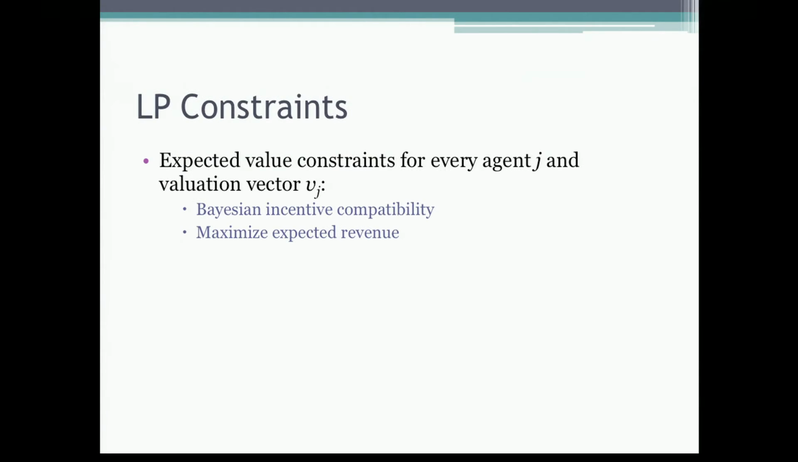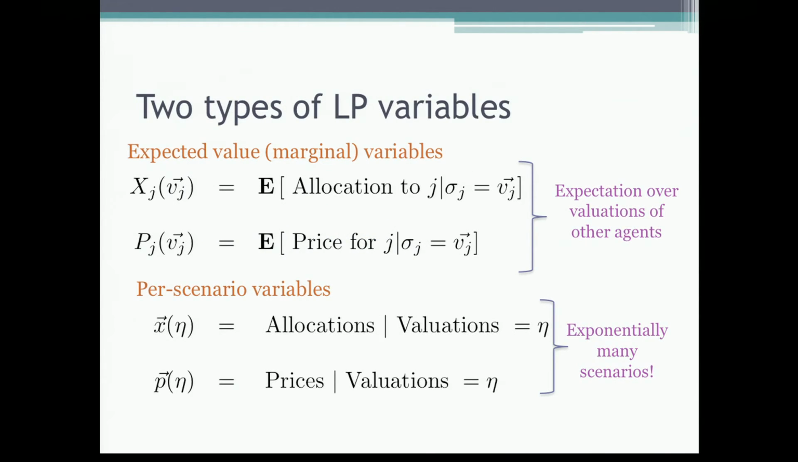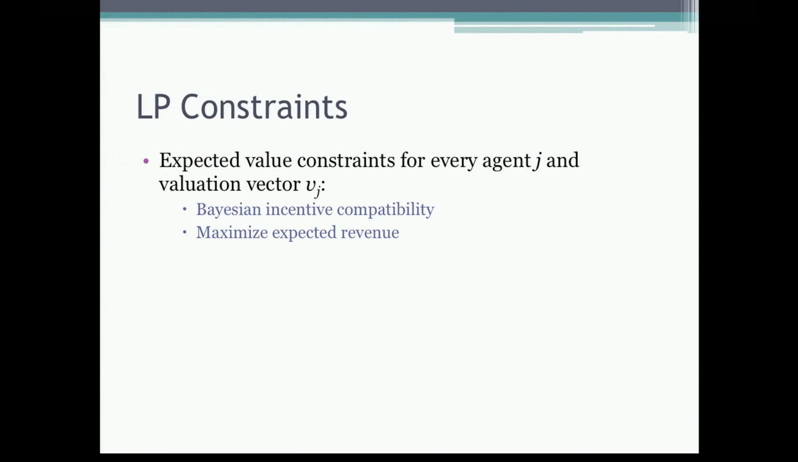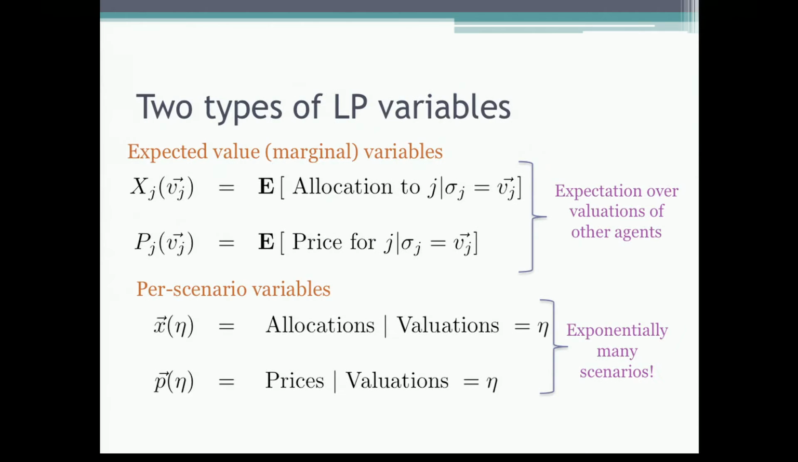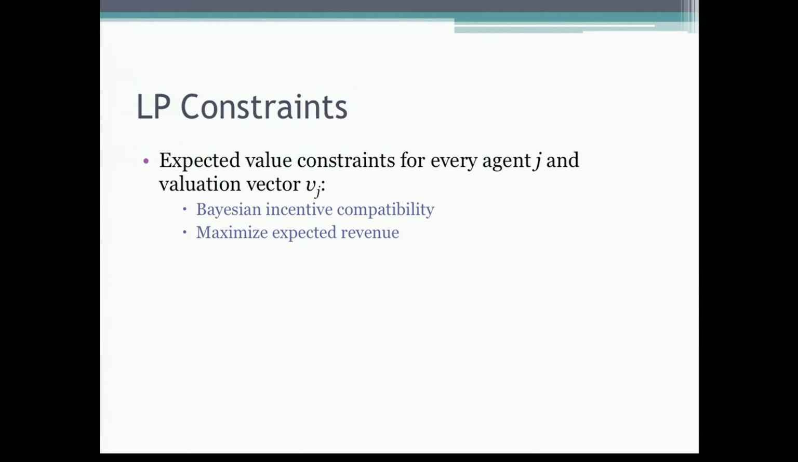So now what do we want? If you take these variables, these are the expected allocations and expected prices. We wanted the auction to be incentive compatible, meaning that for every bidder, if he reveals Vj, it maximizes his expected utility. You can write that as a constraint in terms of his expected allocation and expected price. And also, you want to maximize expected revenue, which again only depends on these expected prices. So those are constraints that you can write in terms of these variables. I'm not going to write those constraints out, they're easy to write. They're linear constraints in expected values.